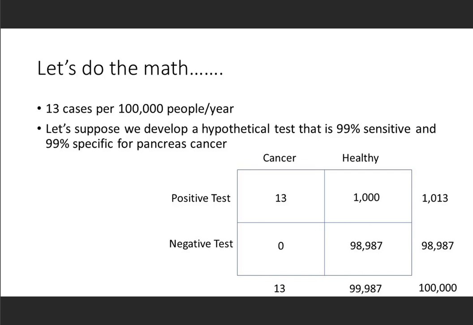In contrast, 99% specificity is how well the test says that if you truly don't have pancreas cancer, how often does it actually say you don't have pancreas cancer? In other words, you're healthy, you don't have the cancer. And let's just suppose a 99% performance level.